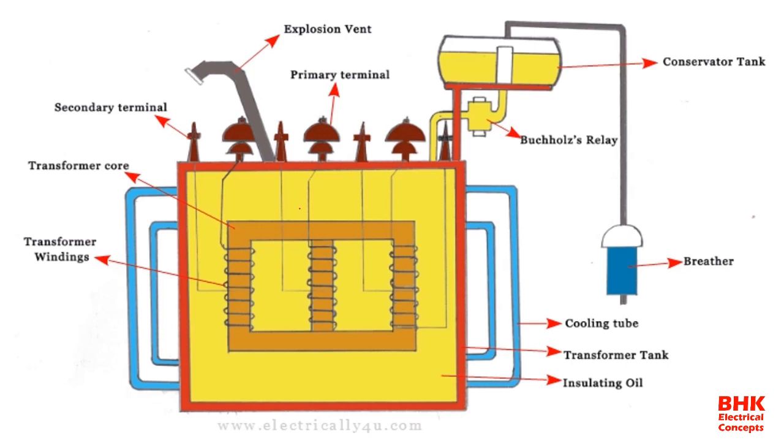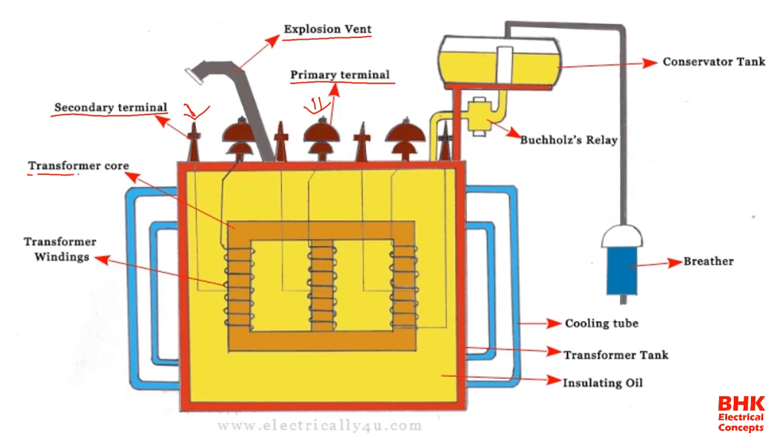Okay, now see, so we know that this is the transformer. Just see here, first one is the secondary terminal. It means this particular part represents the secondary terminal, and this one is the primary terminal. So this is the primary terminal and this one is the secondary terminal. And coming to another thing, that is the explosion vent.